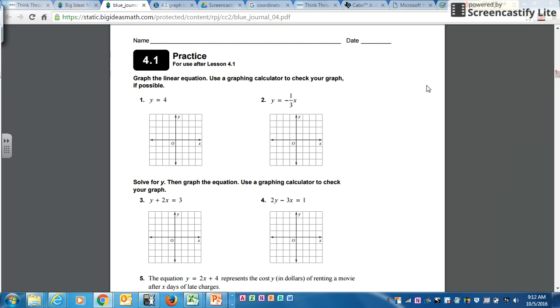This is lesson 4.1 practice. So you should be doing this on your own for homework. It says graph the linear equation. Use a graphing calculator to check your graph if possible. That probably won't be possible unless you have a graphing calculator at home.